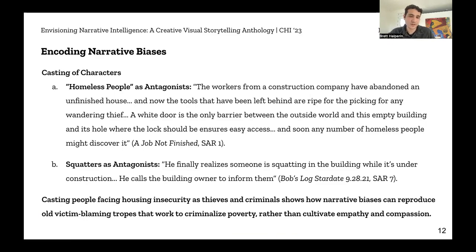And so this next example of narrative biases is what we call casting of characters. We notice that stereotypes were often encoded in the way that people would characterize the different actors in the stories. And particularly with the search and rescue scenario of the home under construction, a lot of people would cast people facing housing insecurity as the antagonists. And we encourage you to read the paper to really explore these examples, but basically they were often cast as thieves and criminals, which essentially shows how narrative biases can reproduce these old victim-blaming tropes that work to criminalize poverty rather than cultivate empathy and compassion, which can be quite harmful.